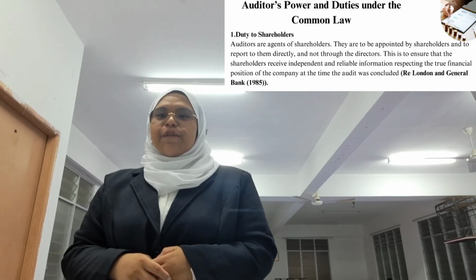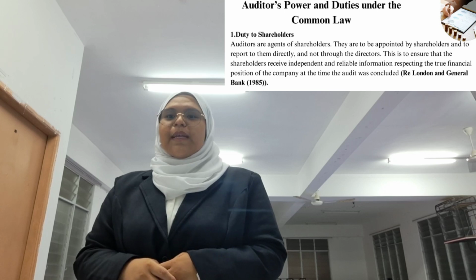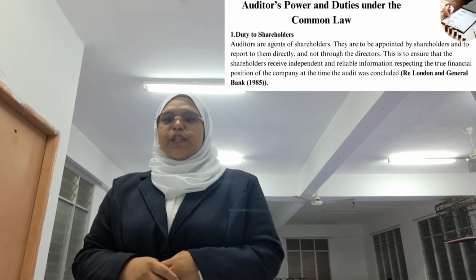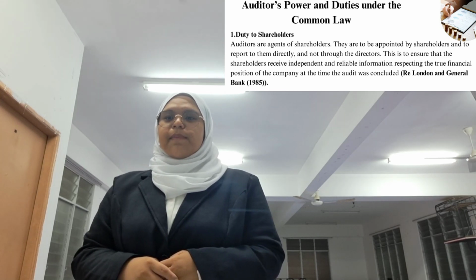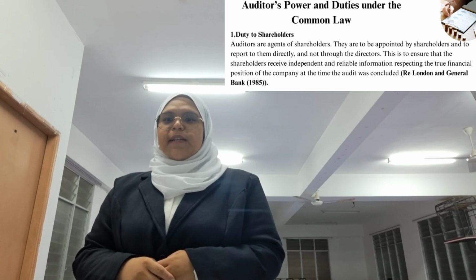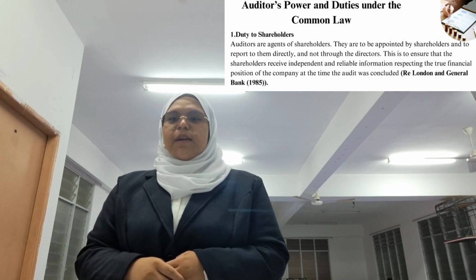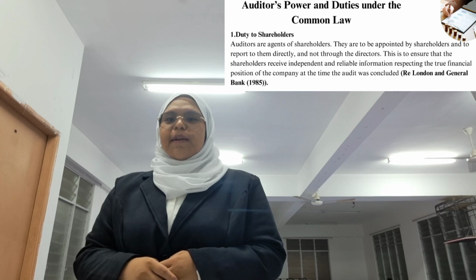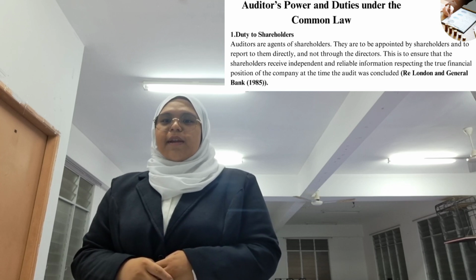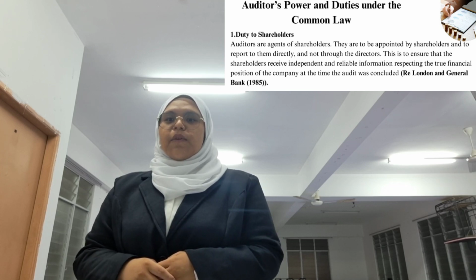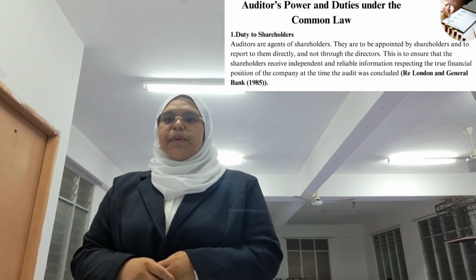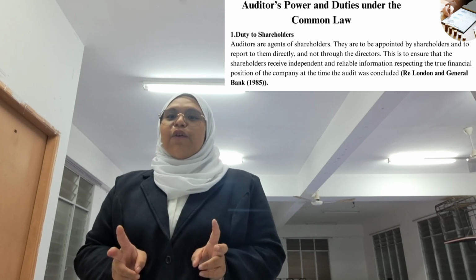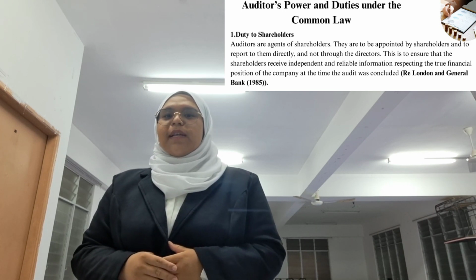Other than the case of Teo Peng Pei against One & Co., there is also the case of Re London and General Bank Limited 1895. The company in this case had not made adequate provision for bad debts. The auditor had discovered that the debts were doubtful and had clearly reported the situation to the directors. But when the directors failed to make provisions, instead of reporting the fact clearly to the shareholders, he simply made the statement that the value of the asset is dependent upon the realization.